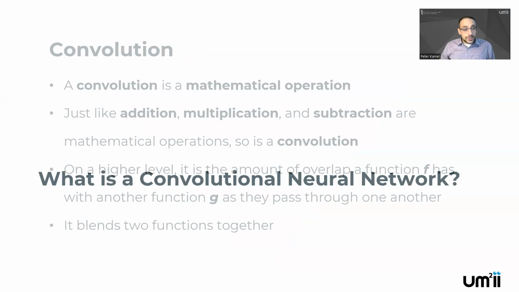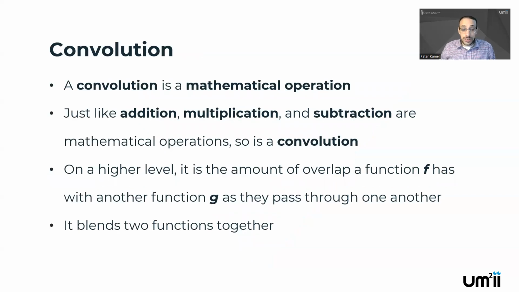All right, so what exactly is a convolutional neural network? And we need to understand what exactly a convolution is. And I apologize, there's a little bit of math behind this, but I'll try to explain things on a higher level. And there'll be some diagrams that are helpful just to get a general sense of what exactly is going on. So just like addition, multiplication, and subtraction are all mathematical operations, a convolution is a description of a mathematical operation, okay?